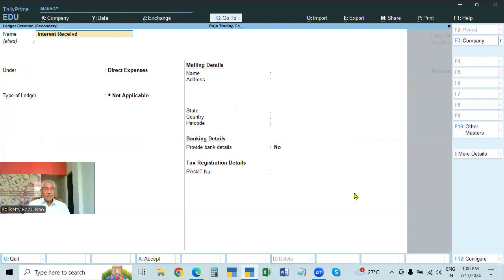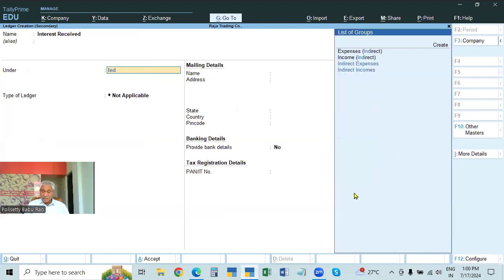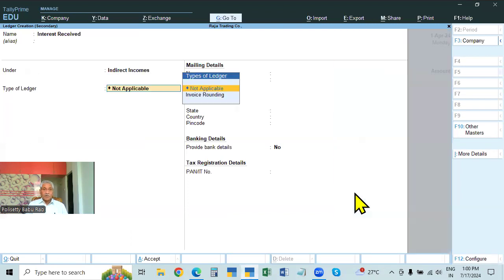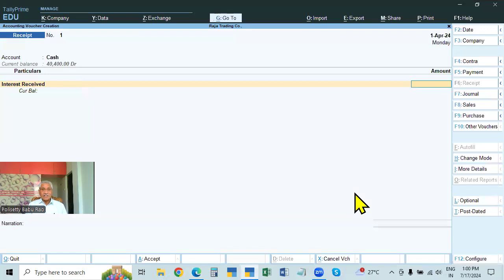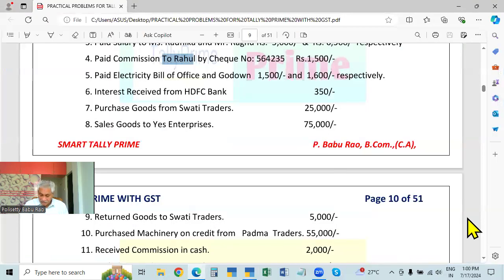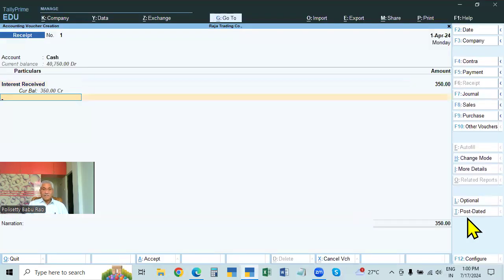So create interest received. Interest received is indirect income. So we can create it like this. Okay. What is the amount? Interest is 350. For example, some other bank is paying interest to us, paying cash, and it is interest received.